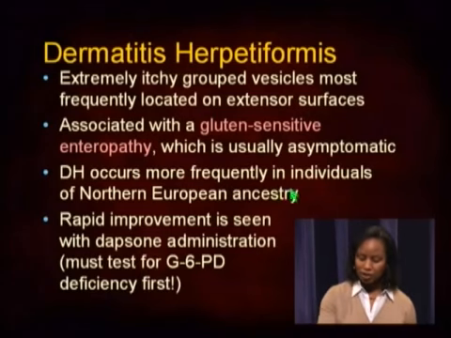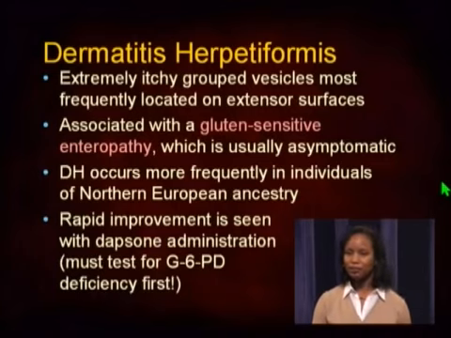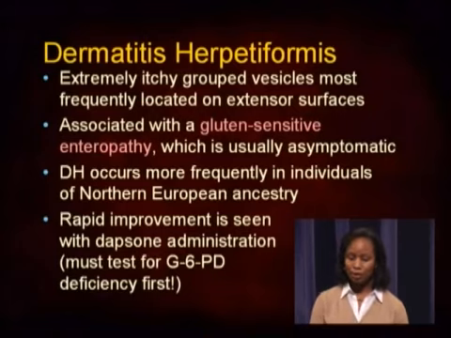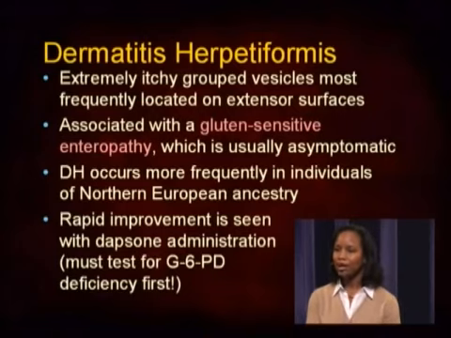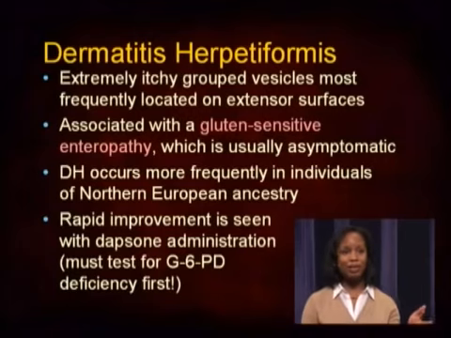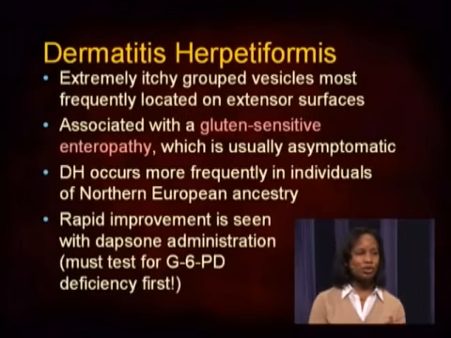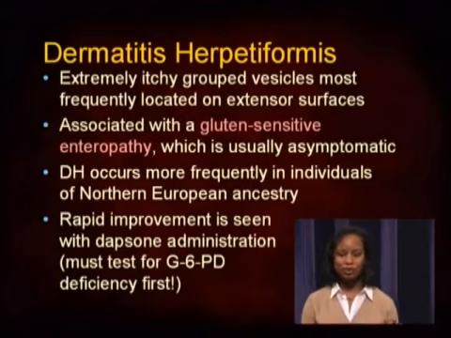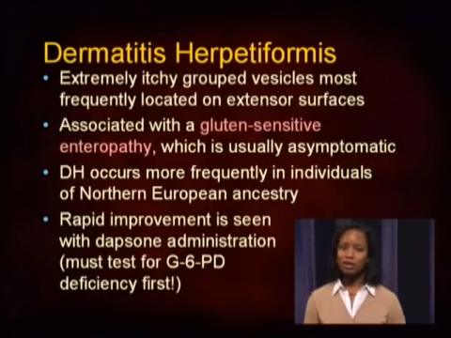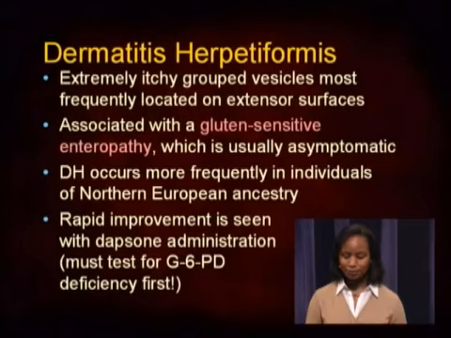Okay, so we're moving on to dermatitis herpetiformis now. These are very itchy vesicles that occur in specific locations, usually on the knees and elbows, and mostly patients have scratched these enough by the time they come in to where they only have erosions, and you really don't see the vesicles with dermatitis herpetiformis. This is associated with gluten-sensitive enteropathy. That's important for you to know, and usually that's asymptomatic.